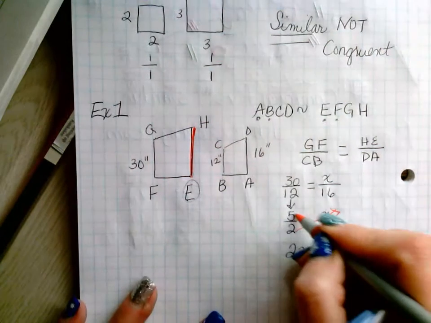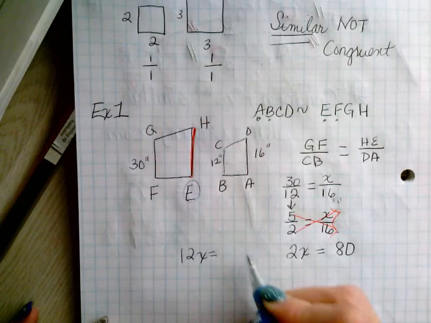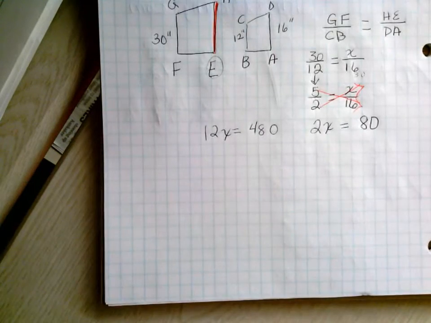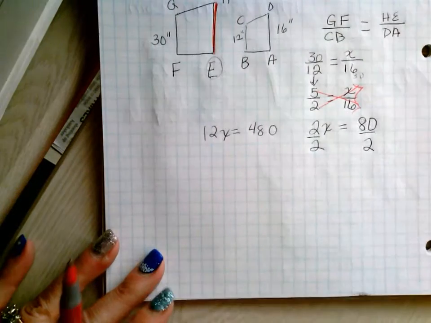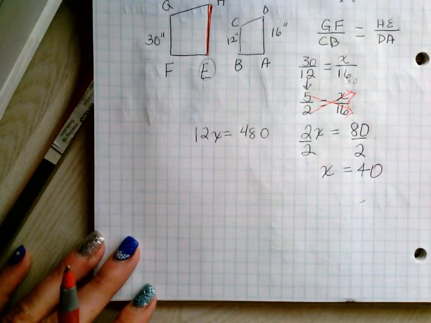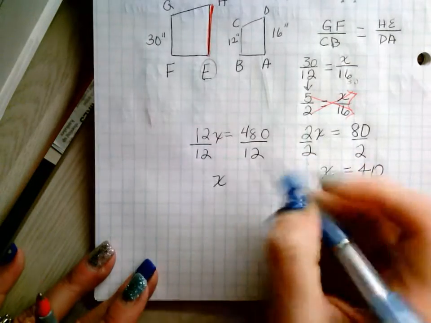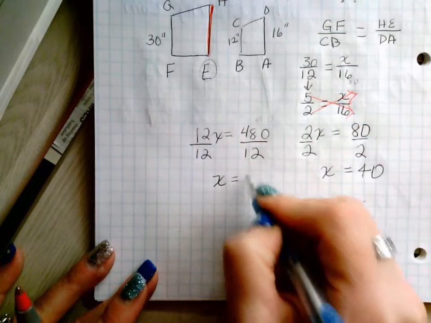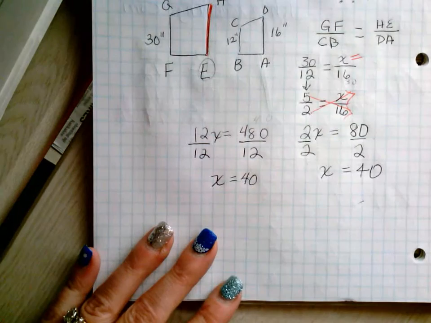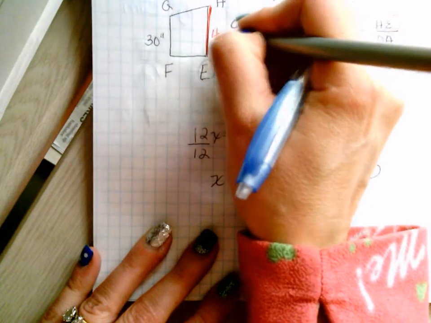If you did it the long way, you would have come up with 12x equals 480. Okay. So if I divide my simplified version by 2, I end up with 40. No calculator needed. If I divide the original version by 12, 12 goes into 48 4 times, 480, I still get a 40. Okay? That 40 means the value in length for HE is 40 inches.